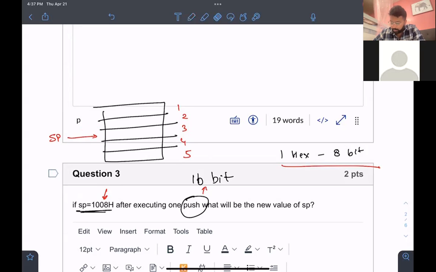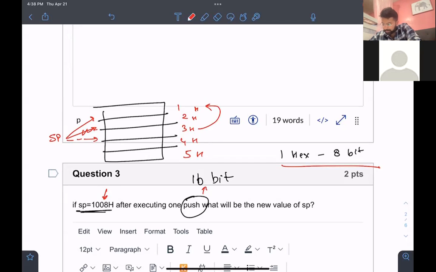So if initially the stack pointer was pointing at 3, and I just want to move 8 bits, it will point towards here. Let's say they're all hex values, hex locations. If I move from 3 to 2, I moved only 8 bits. But the push command moves 16 bits. So moving from 3 to 1 will move 16 bits from the stack pointer.